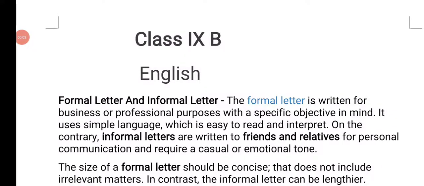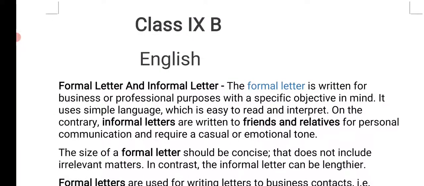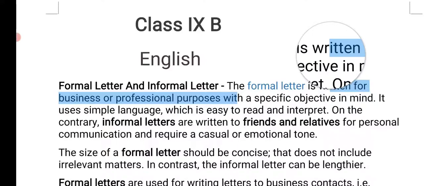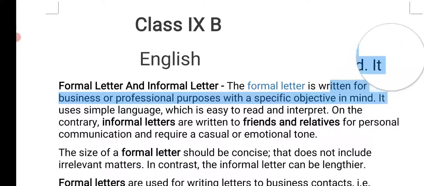In today's session, we will be discussing formal letters and informal letters. In your syllabus, we have informal letters, but it is very important for us to differentiate both the letters, the formal one and informal one. We'll know the difference, and then we will proceed with the explanation of informal letters. So the formal letter is written for business or professional purpose with a specific objective in mind.